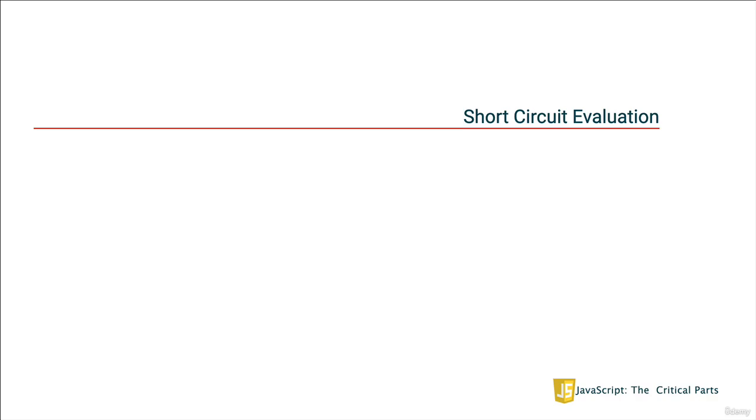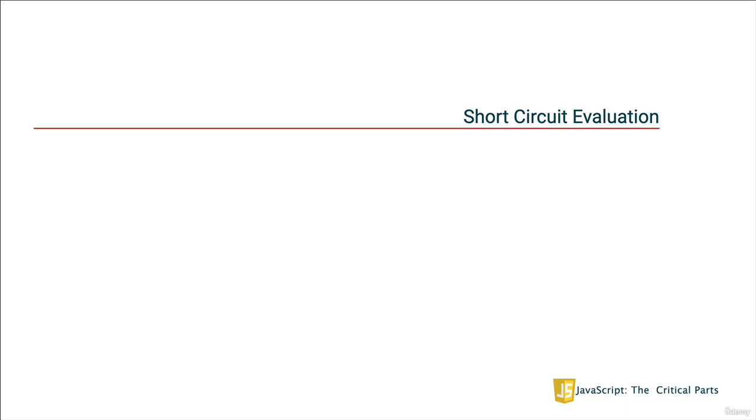Our next topic in critical shortcuts has to do with how we can take advantage of logical operators in JavaScript. This is referred to as short circuit evaluation. Short circuit evaluation can be used in place of longer conditional statements.